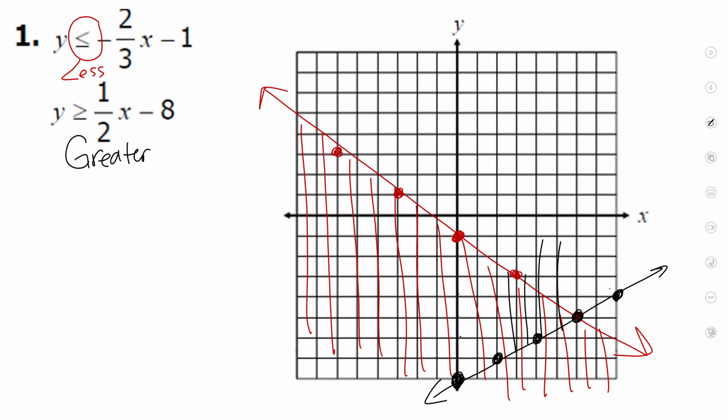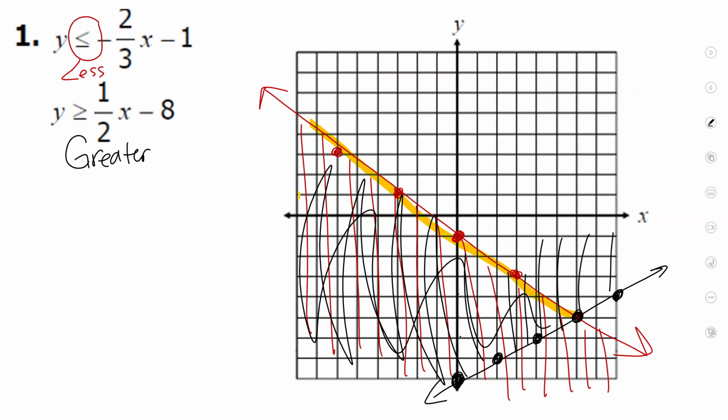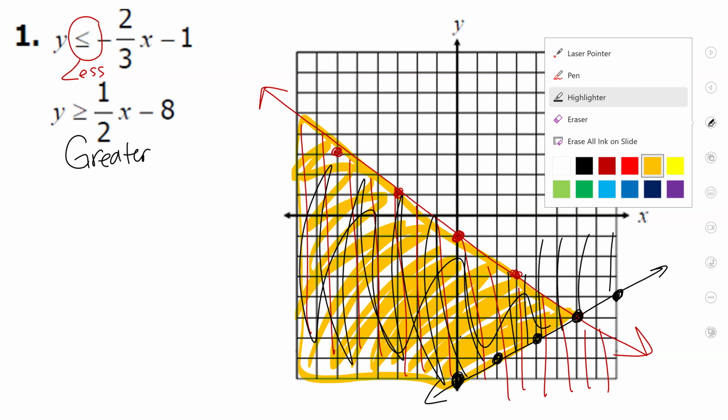Do you guys see the area that's double shaded? All of this. Let me highlight the double shaded area. The double shaded area is where your solutions are. So all your solutions are right here. These are your solutions. It's below the first one, but above the second one. So this is your solution, that highlighted part.